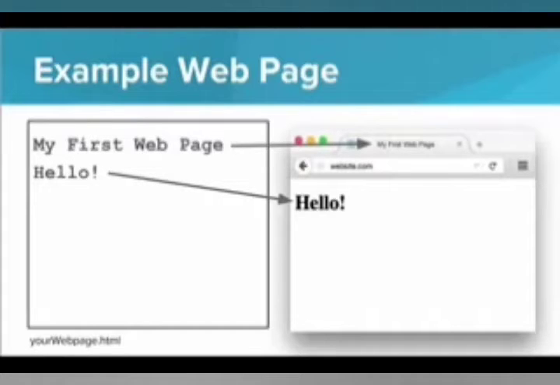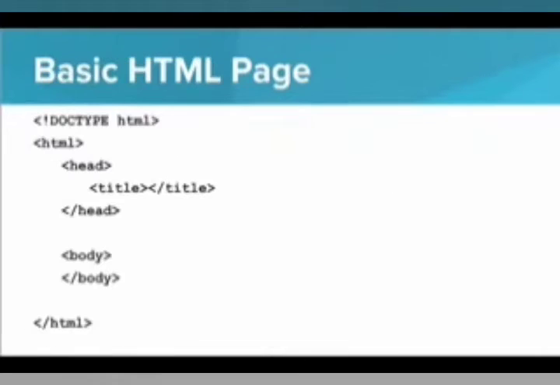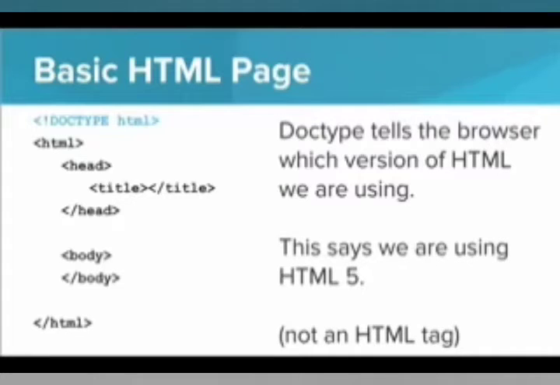Well, it turns out HTML has plenty of tags that help us tell the browser where we want the text to go. We have tags that can define the structure of the HTML page. So here is the skeleton for a basic HTML page. And there's a lot going on here, so let's break this down tag by tag and see what each tag is doing. So here we have the doc type.